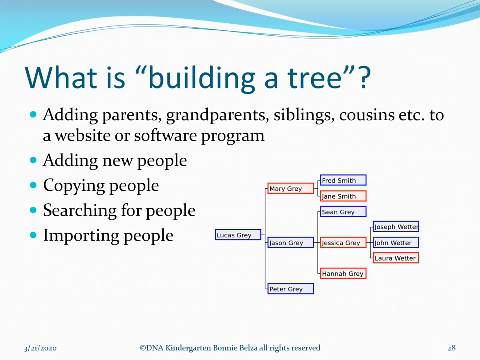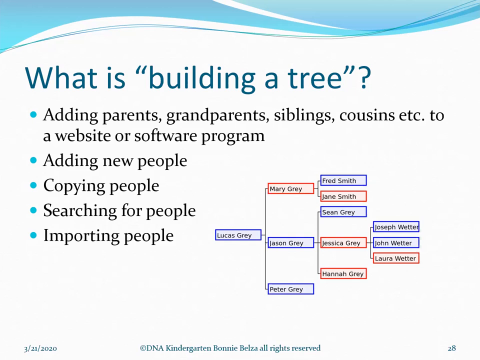You can also use software programs offline, like Roots Magic, Family Tree Maker, Legacy, and the one for Mac, Reunion. There are other programs as well that allow you to add parents and other relatives and hook them together, as shown in the diagram, so that you can track their relationships.